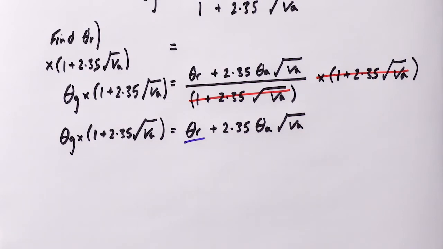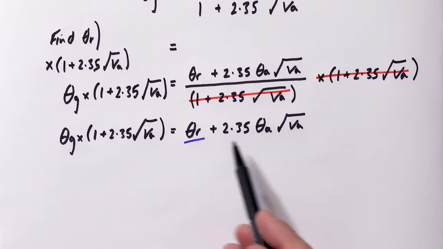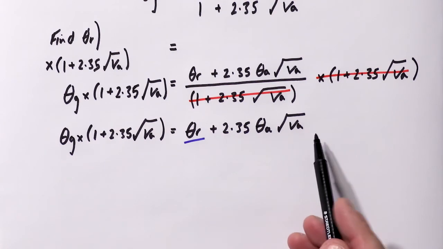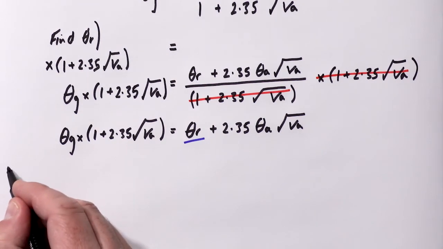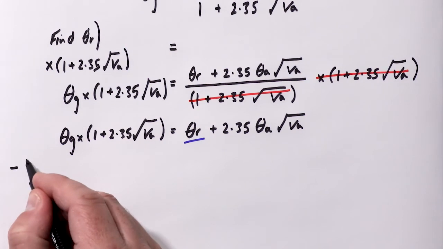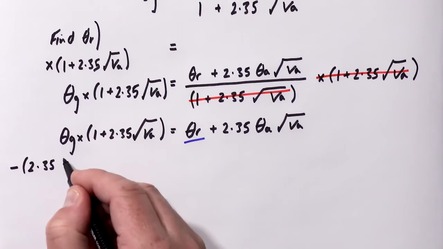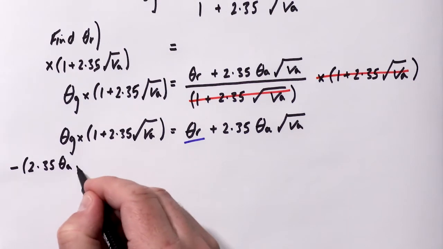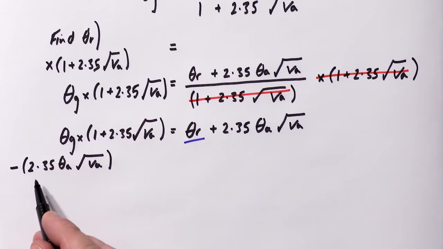What we've got to do now is get rid of the rest of this. So we can do exactly the same as we did a moment ago. We're going to take this whole section and move it to the other side. And we're going to do that by doing the opposite of that plus. This time we are going to minus, and I'm going to put brackets in again, because I'm taking the whole section over, 2.35 a square root VA. Okay? So that's what I'm doing on both sides of the equation.